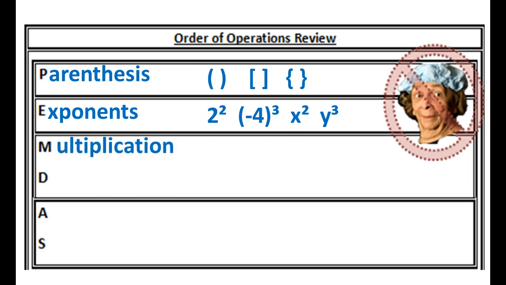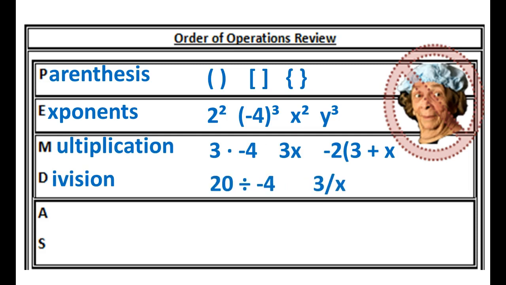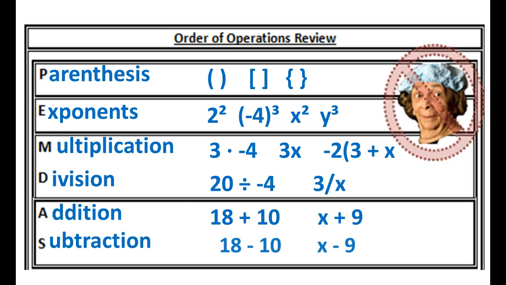Multiplication and division, we always go from left to right. It's not multiplication then division, it's multiplication and division from left to right. Same thing with addition and subtraction. Addition and subtraction, you go again from left to right. Not addition then subtraction, you go left to right, following each operation as you see it.